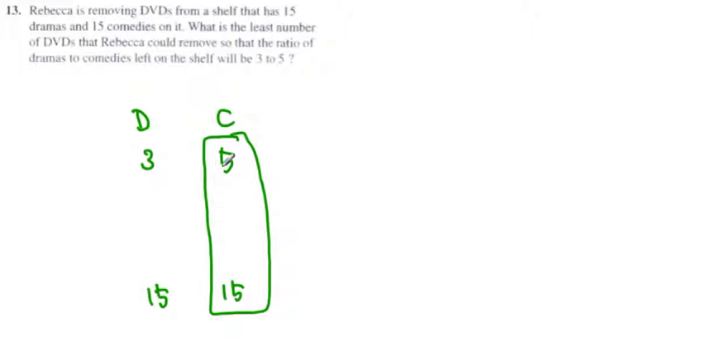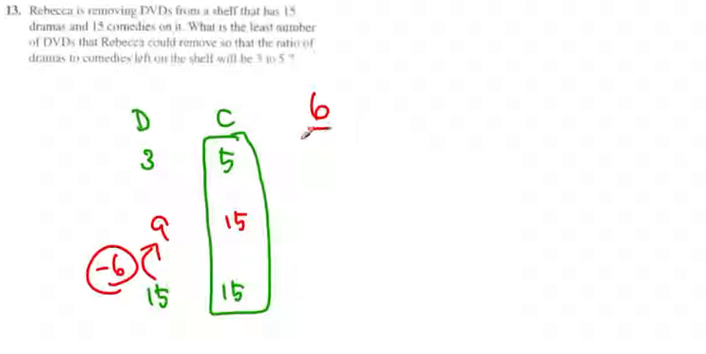In other words, for the ratio of 3 to 5, what should we multiply it by so that comedy can be comparable to 15? Yes, we can simply multiply by 3. Then 3 times 5 becomes 15, and 3 times 3 becomes 9. The fact that 15 became 9 means we have to subtract 6. So therefore, 6 DVDs have to be removed. That becomes our answer.